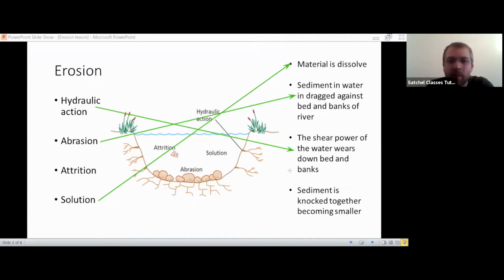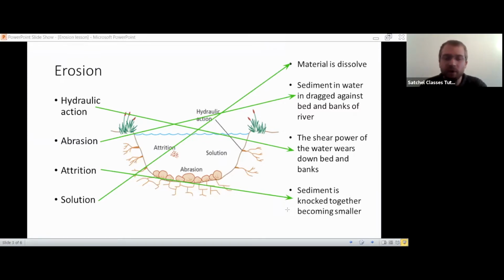Hydraulic action is the power of the water. Okay, so it needs a lot of energy for it to do that. And therefore, process of elimination, where we can double check, sediment is knocked together, becoming smaller. In theory, it could happen on the bed of the river, but process of elimination, it will be attrition.